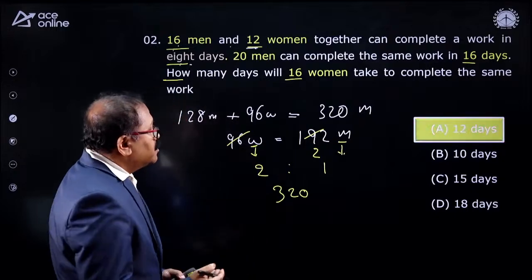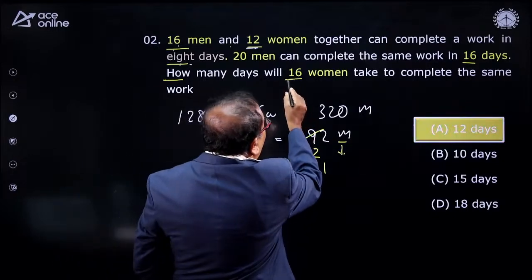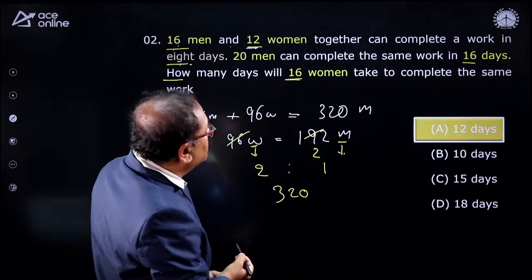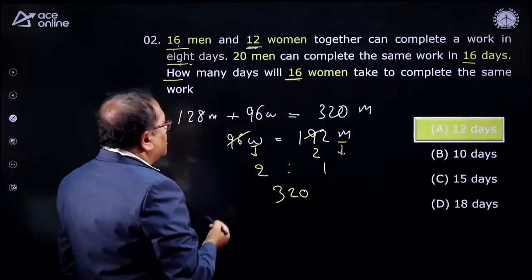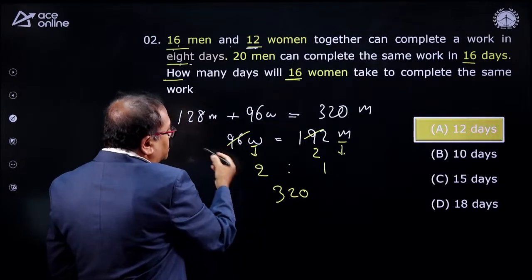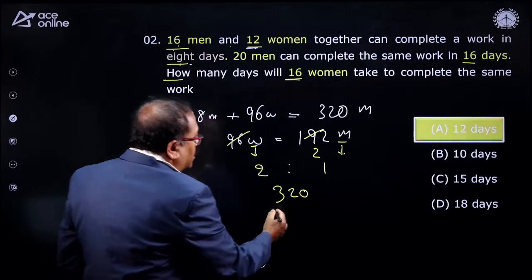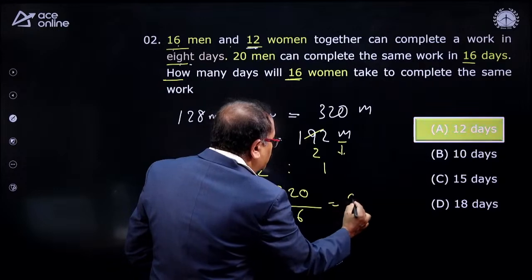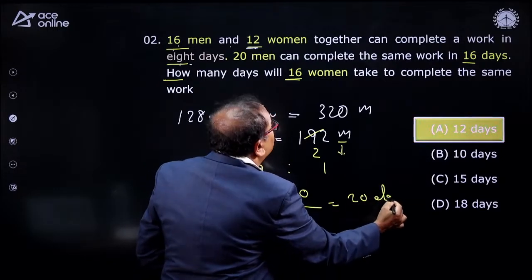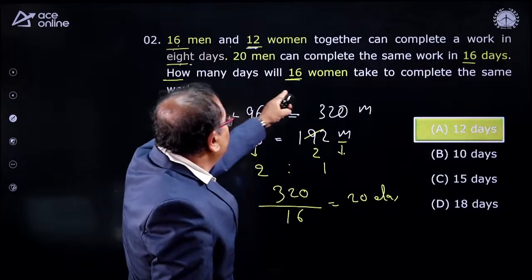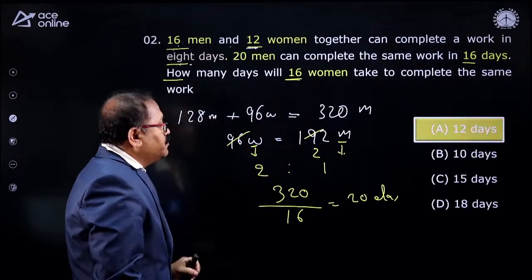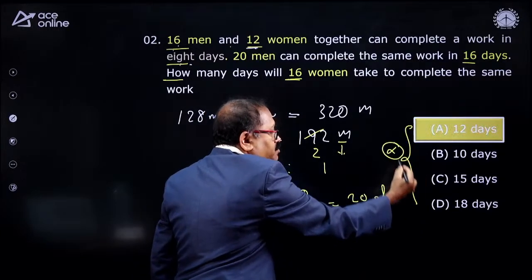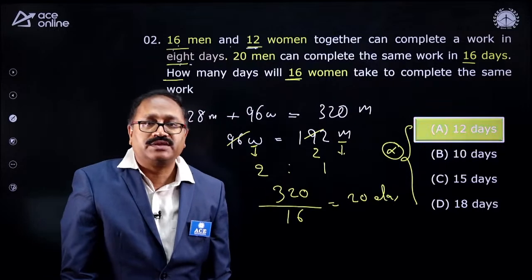Okay. Let me check that. How many women are there? 16 women can complete the same work in how many days? Am I right when I calculated this one? 320, and 320 when divided by 16, I am getting 20 days. It will take 20 days. How many days will 16 women take to complete the same work? It should be 20 days, which is not there in the option. I am sorry for not giving the answer.